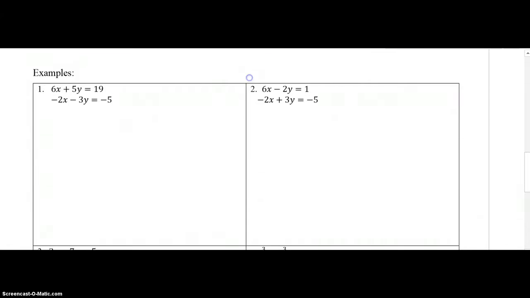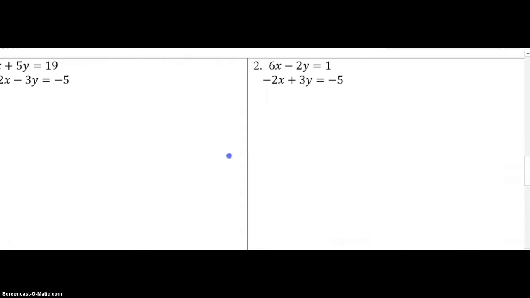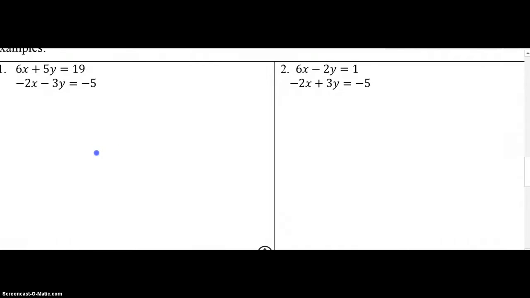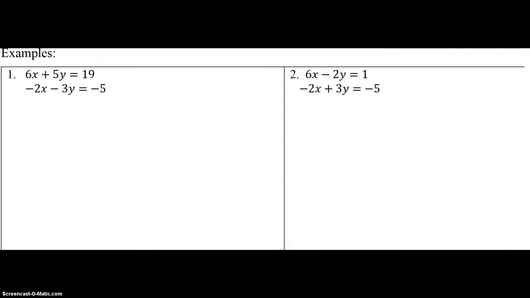So, looking at number 1, again, yesterday if you did this problem, you would say, well, neither one of them has opposites, and neither one of them is close to opposites. So today, you're going to say, well, can I multiply one of those equations by something in order to get opposites for one of the variables? So if you look at x in the first equation there, you have 6x. Negative 2 is not the opposite of 6, but what can I multiply negative 2 by in order to get the opposite of negative 6?